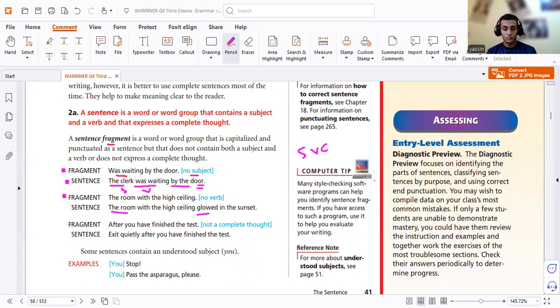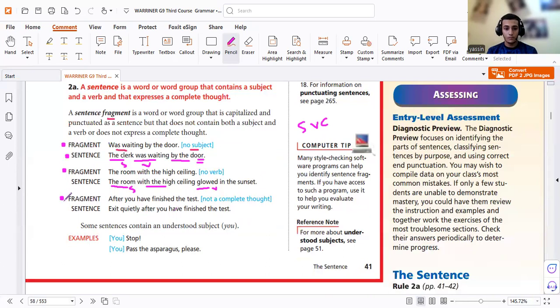Imagine. So that could be correct. How about this one? "The room with the high ceiling glowed." We have a subject, yes. We have a verb. How about meaning? Complete thought. Yes, there is no mistake in meaning. The room glowed in the sunset. And the room has a ceiling. Okay, with the ceiling. No problem.